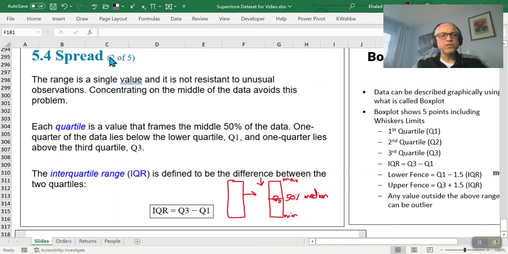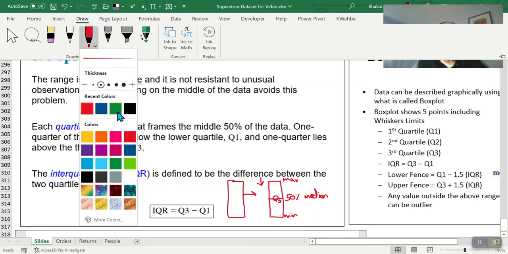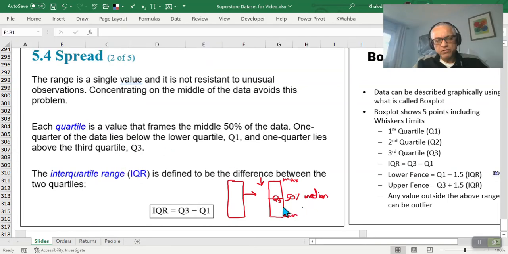Let me grab another color here. If you also take the half of the first half and the half of the second half, you get here 25% of the data, and definitely similarly here 75% of the data. If you think about it visually, you understand what I mean.